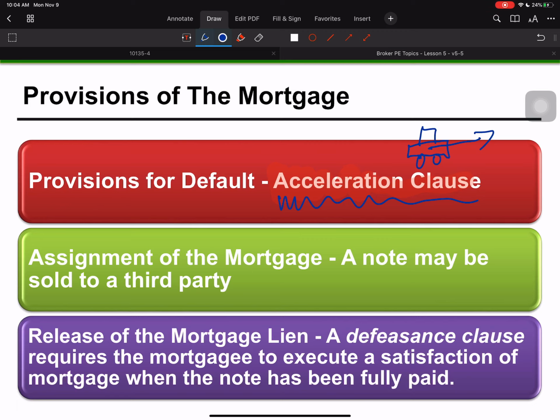So if they stop paying on something, or they're behind, or whatever it may be, the lender has the ability to activate the acceleration clause, demanding that everything must be paid immediately.